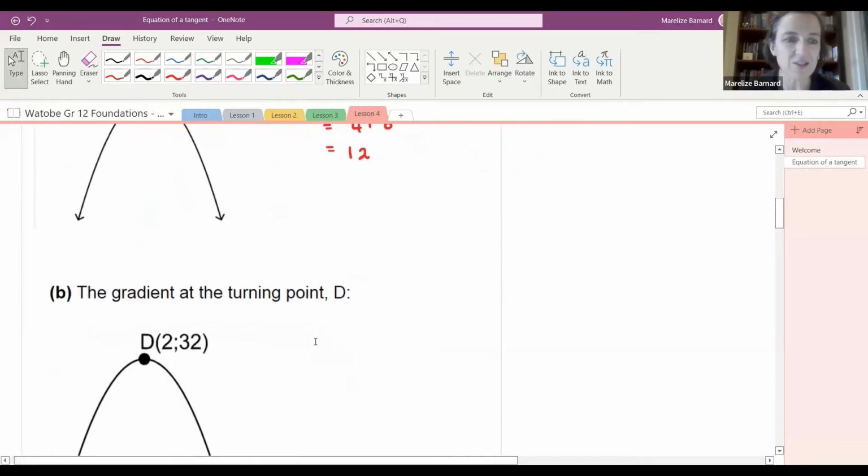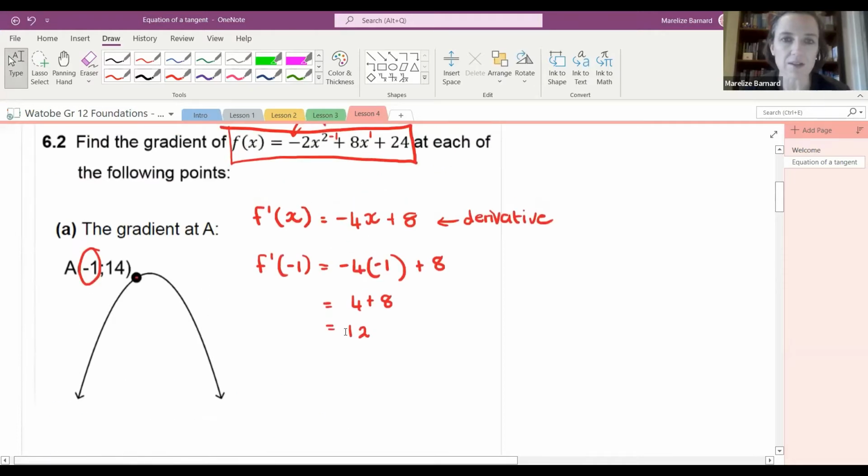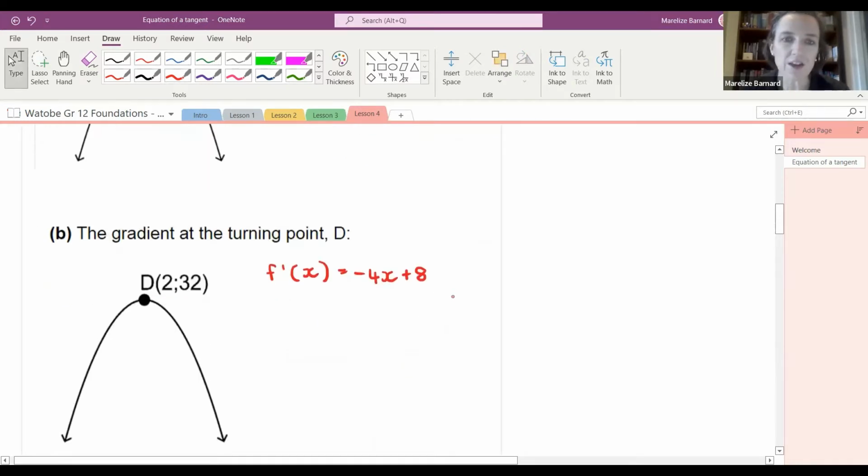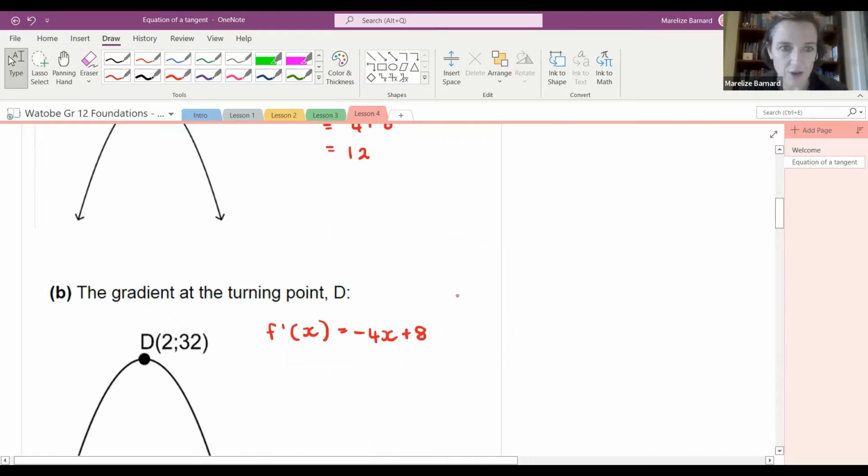Okay, let's do another one. So we got our derivative. It's the same graph, same question. And we said our derivative was minus 4x plus 8. Okay, you do this one now. What is the value of the derivative at point D, where x is equal to 2? You try on your own. Post your answer in the chat when you're ready.